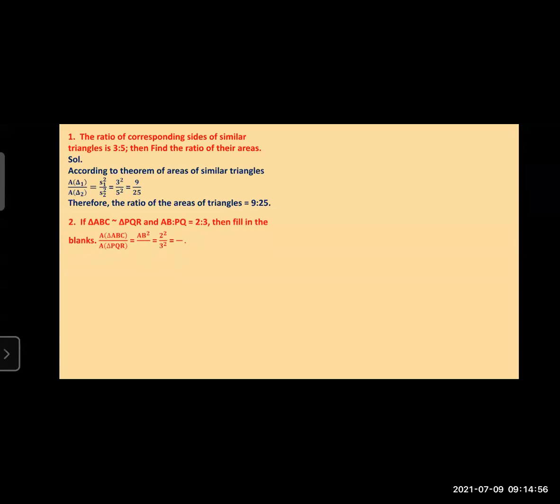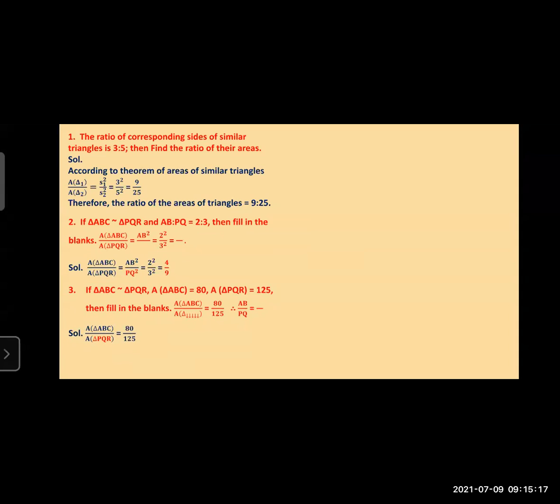Now second question. If triangle ABC is similar to triangle PQR and AB to PQ is equal to 2:3, then fill in the blanks. Here some blank space is given. So by applying the condition, you fill the blank. Now area of triangle ABC to the area of triangle PQR is equal to AB square by dash is equal to 2 square by 3 square equal to dash.